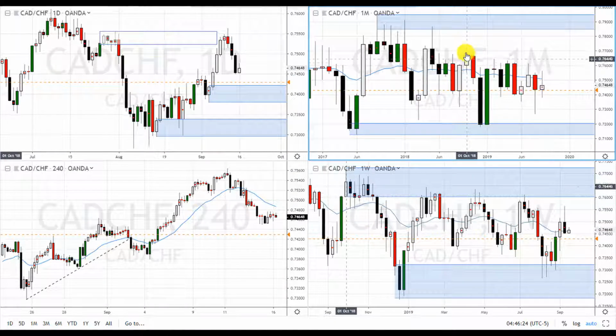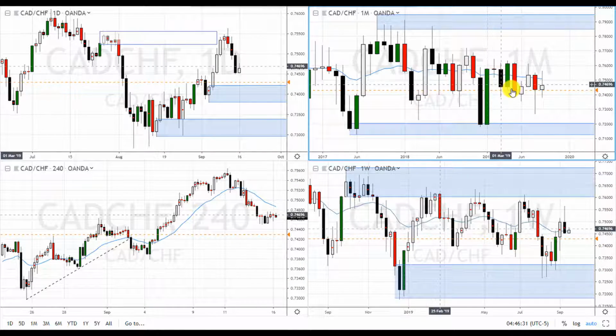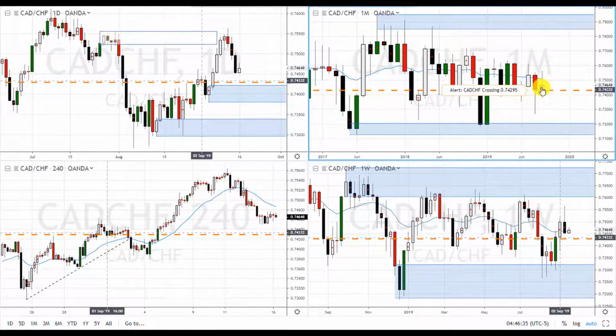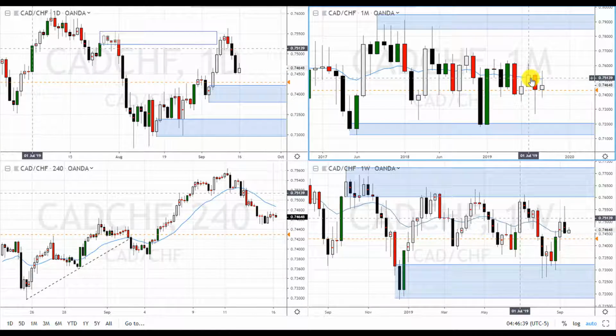Same with this, but this one is a little bit better. It dropped and then it came back up and then it dropped. So some of these are not really good. Like this one, you can't really figure out where to sell or buy.